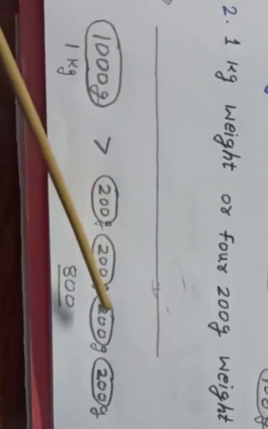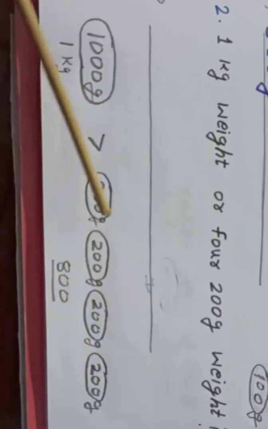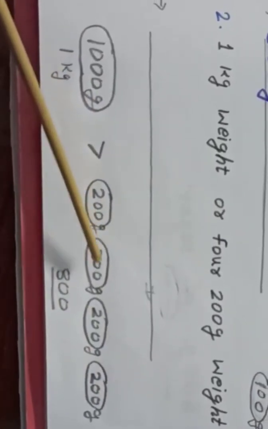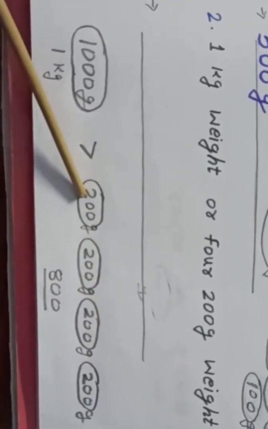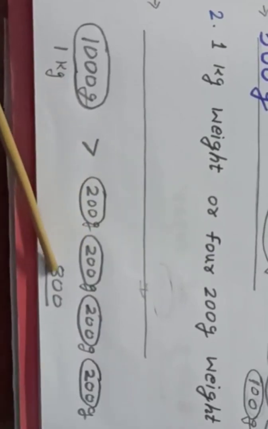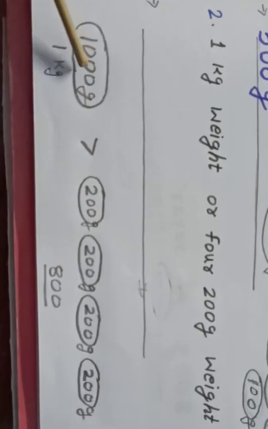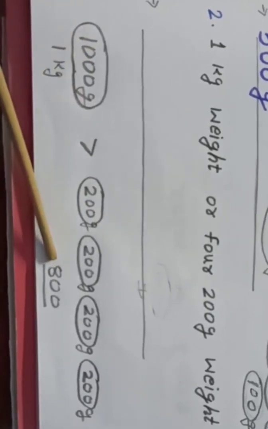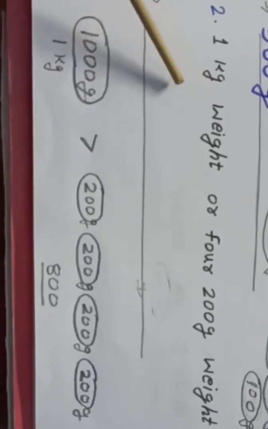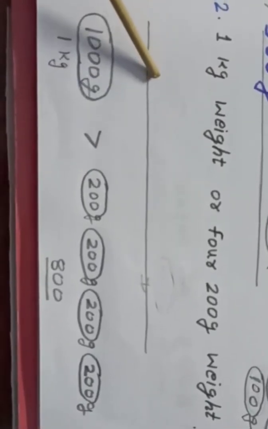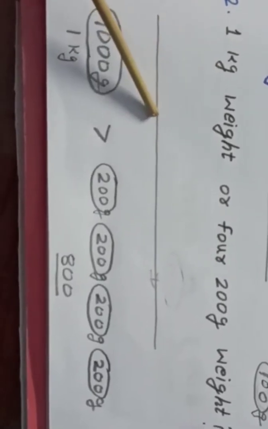1, 2, 3, 4. When we add, 2 plus 2 plus 2 plus 2, that is 4 times 2, 4 2s are 8. That is 800 gram. So easily you can compare, 1000 is bigger or 800. Obviously 1000, that is 1 kg. So what do we write as the answer, children? 1 kg weight is heavier, right?